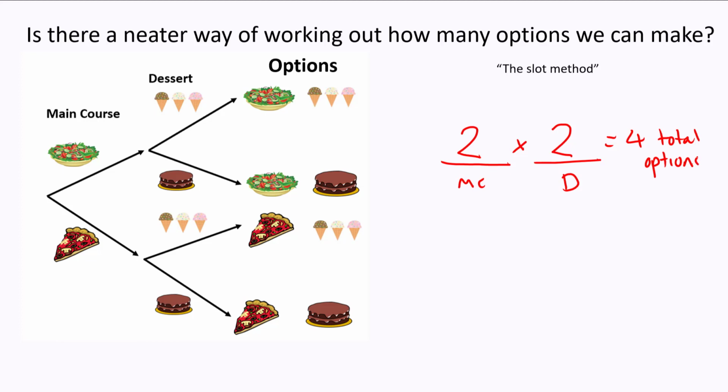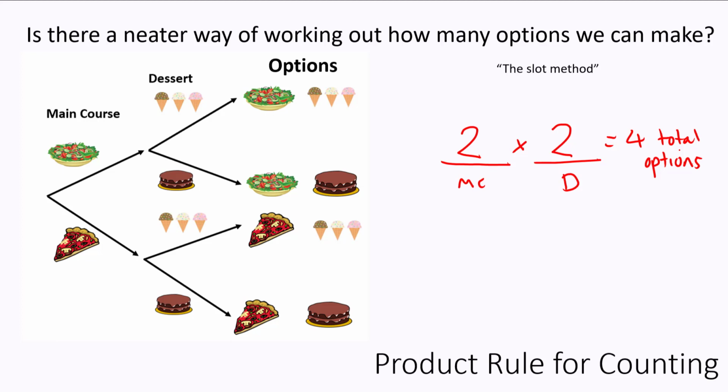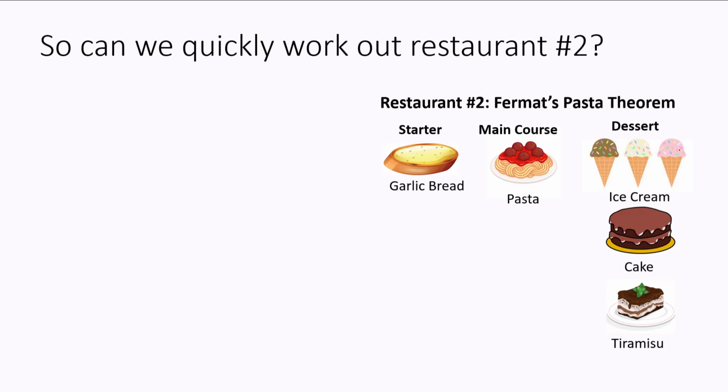And using slots, we are always asking ourselves, how many possibilities do I have for that slot? And this, in British schools anyway, is usually called the product rule for counting. Product because we are multiplying these 2 things together. So, can we quickly work out restaurant 2? Well, let's think about what our slots would be. We'd have a slot for starters, we'd have a slot for main course, and we'd have a slot for dessert.